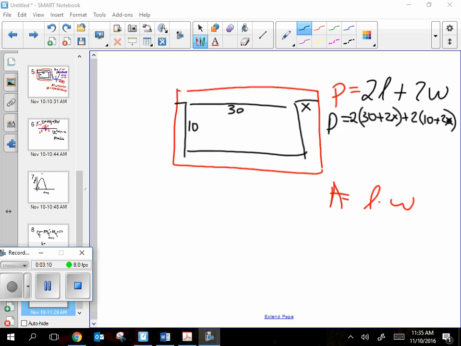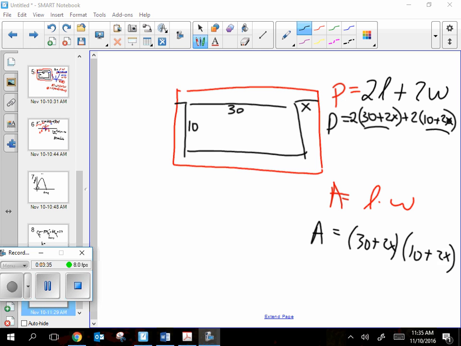How about the area of this guy? The area is length times width. Well, we already know the length and we already know the width. That's the length, that's the width. So area is 30 plus 2X times 10 plus 2X. Would you agree that when you multiply that out, you're going to get something with an X squared in it?